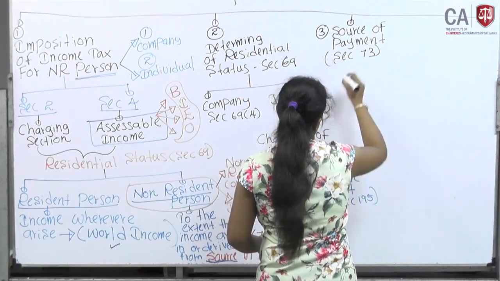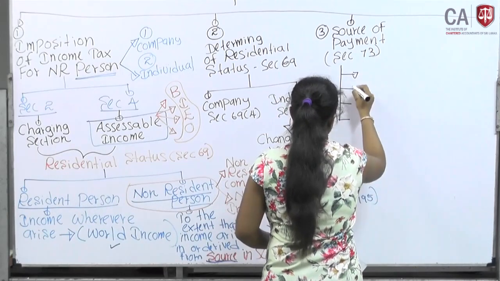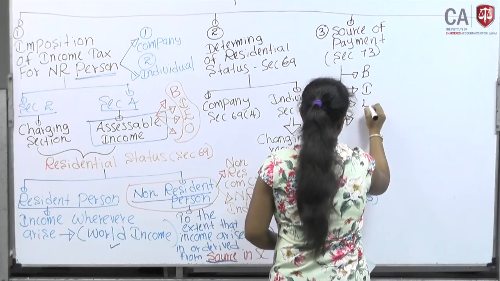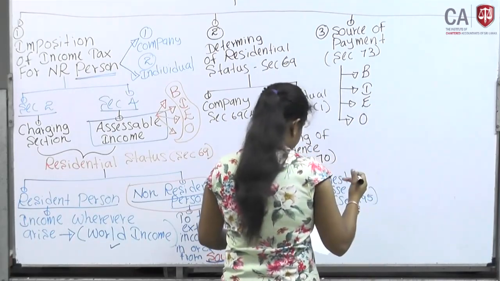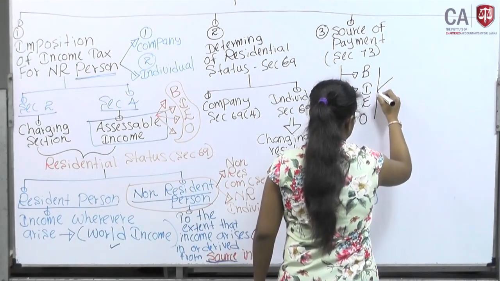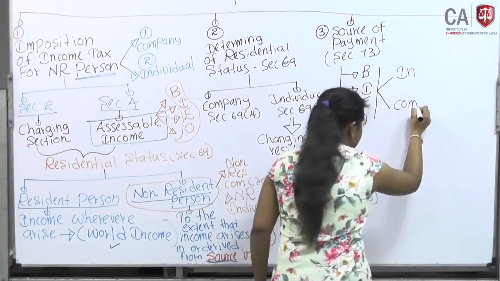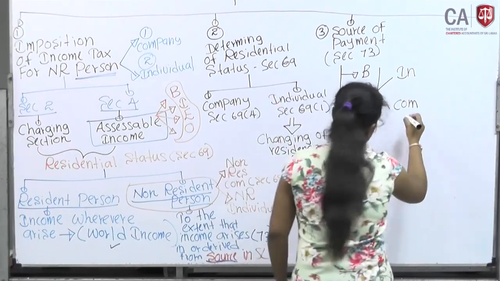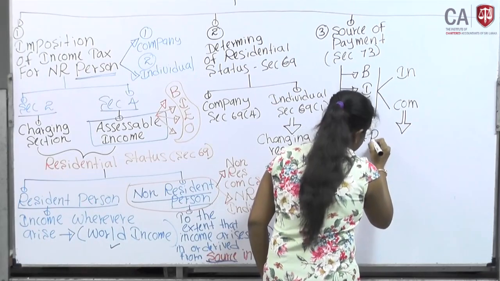When it comes to source of payment, the four sources of assessable income are really critical. What are those? Business income, investment income, employment income and other income. Okay, these are the four. Again, these four we have to apply to the individual and the company, non-resident individual and non-resident company. When it comes to a non-resident company, you should know about the remittance tax.